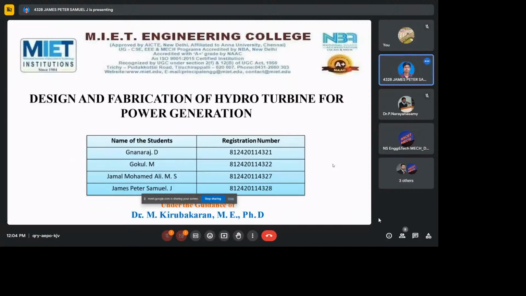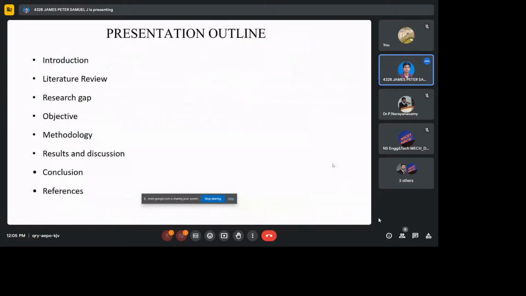Good afternoon, everyone. We are happy to attend the International Conference on Advanced Material Science, ICAMS 2K23. We are from MIT Engineering College: myself James, and my friends Jamal, Nyanraj, and Gokul, under the guidance of Dr. M. Kirbagaran, ME PhD. Our title is Design and Fabrication of Hydro Turbine for Power Generation. Presentation outline: introduction, literature review, research gap, objective, methodology, results and discussion, conclusion and reference.